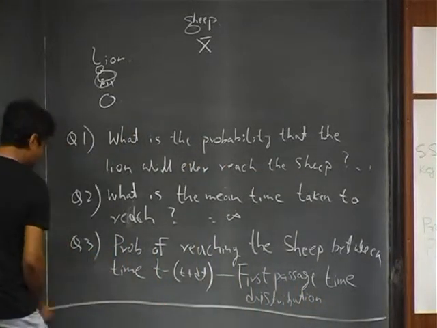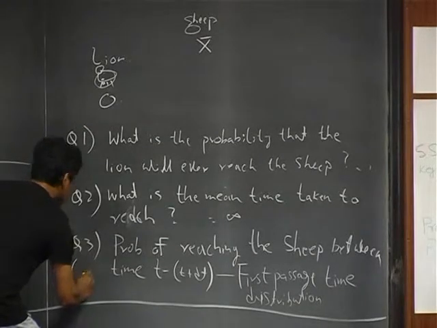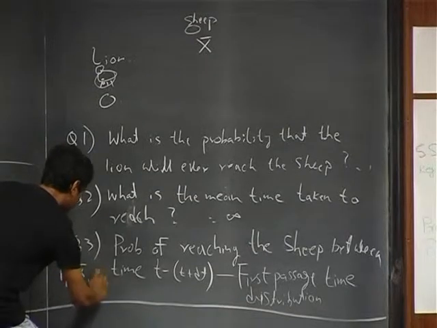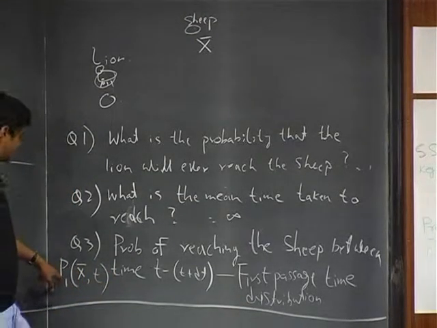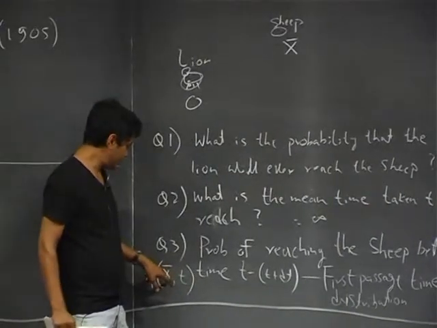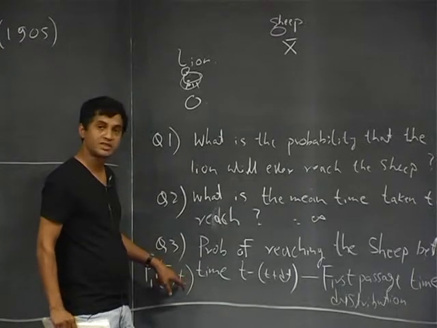Okay, so this quantity I'll denote by P1. The lion is at x, the sheep is at x bar, at time T. So this is the probability density in time that the lion reaches x bar, starting from the origin, for the first time between times t and t plus dt.